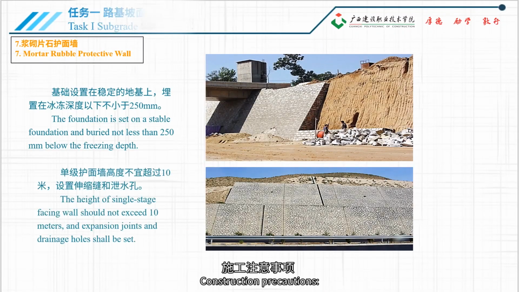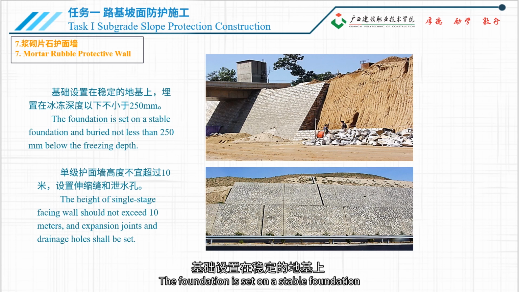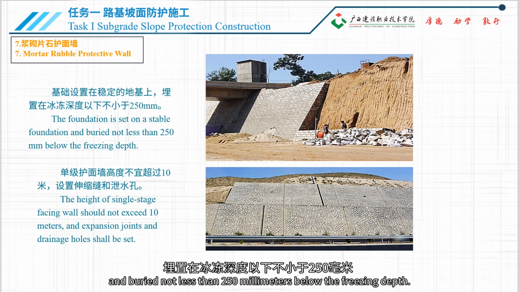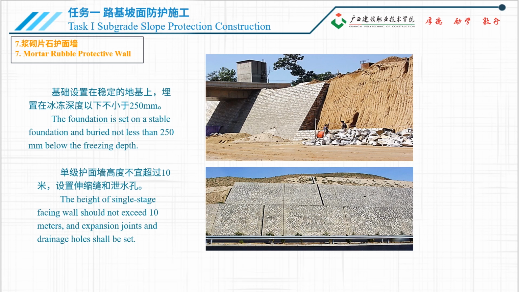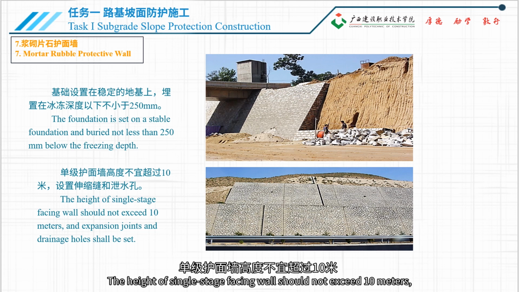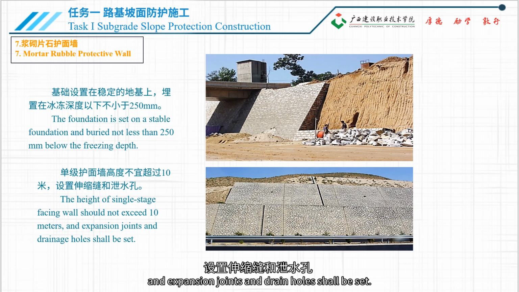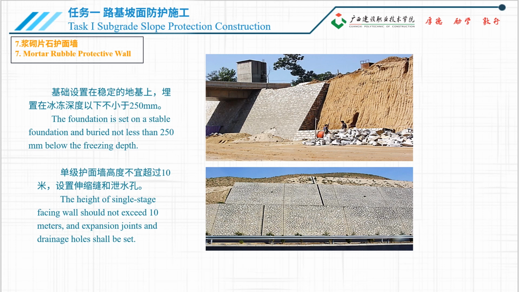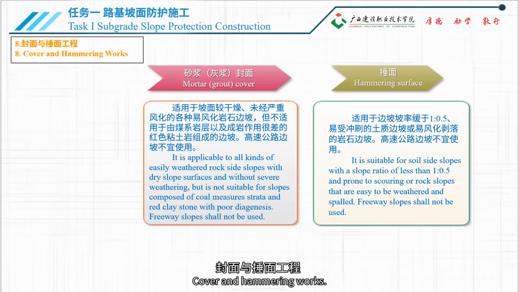Construction precautions. The foundation is set on a stable foundation and buried not less than 250 millimeters below the freezing depth. The height of single-stage facing wall should not exceed 10 meters, and expansion joints and drain holes shall be set. Cover and hammering works.